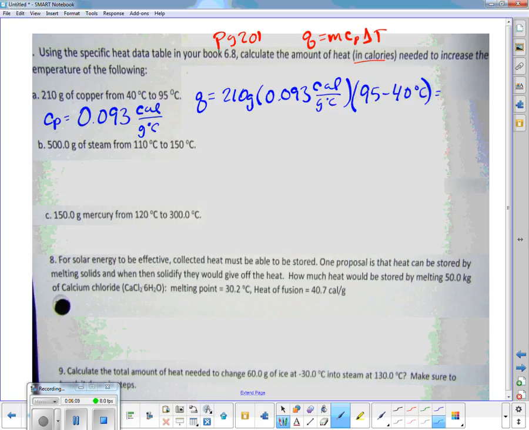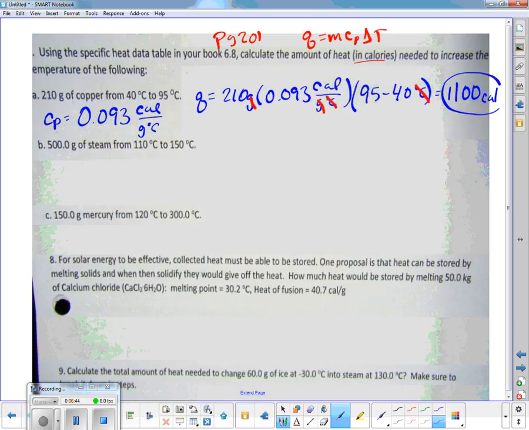I can go back and cancel out my units. Degrees Celsius will go out. Grams will go out. I'll be left with calories, which is what I want. Go ahead and throw that through the calculator. We should end up with 2 sig figs. 1,100, and that's calories.